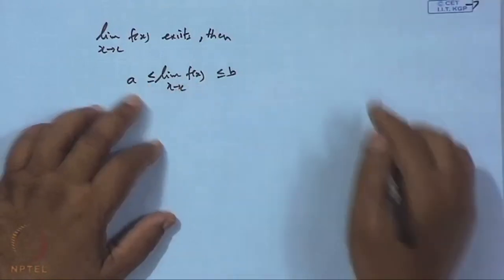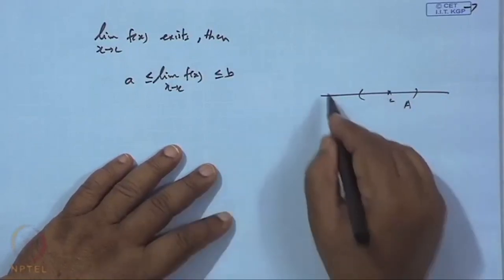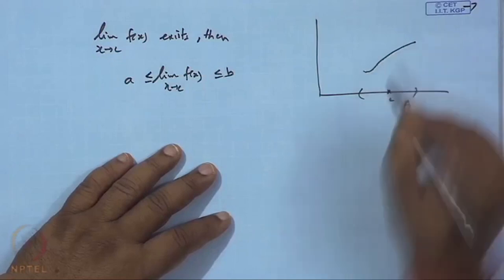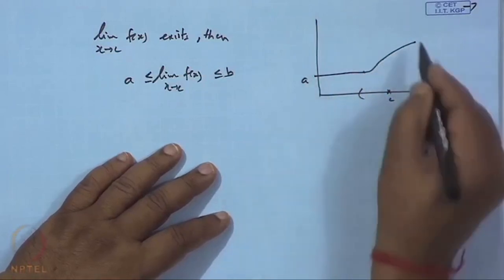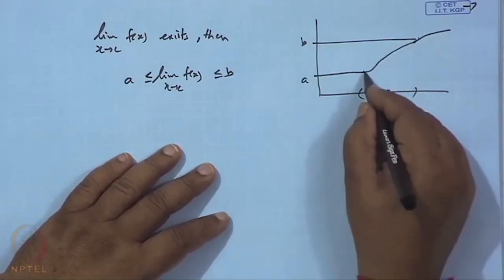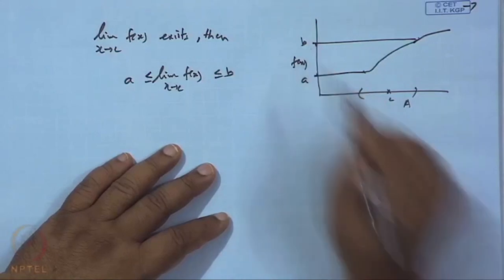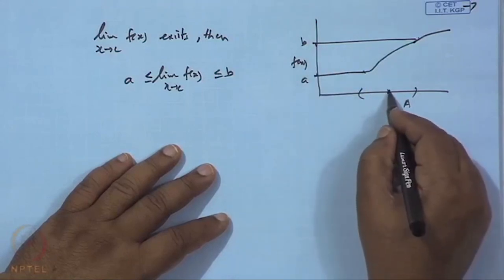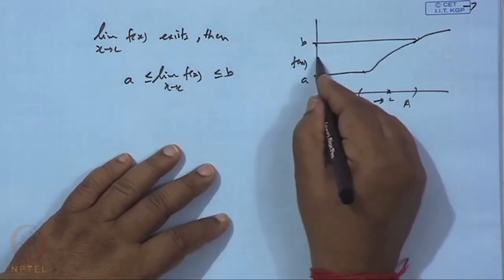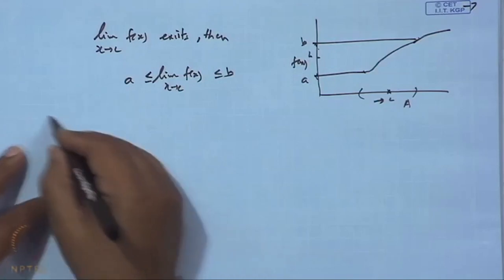So what it says is, suppose we have this set A, here is some C, and this is our function f. It has a lower bound A and an upper bound B. If all the images f(x) lie between A and B, and the function also has a limit at the point C, then the limiting value, say L, will lie between A and B. That is what it says. So, the proof is simple.